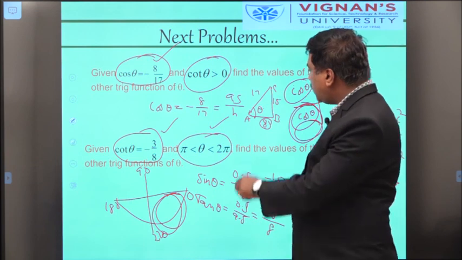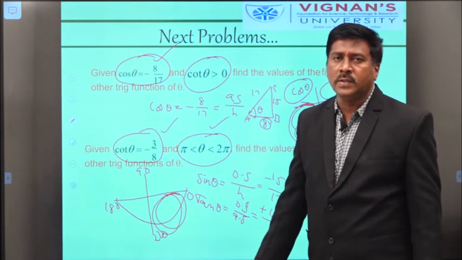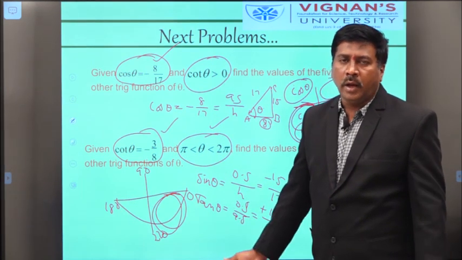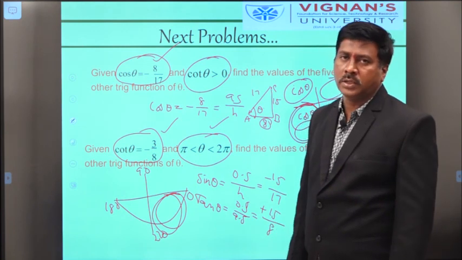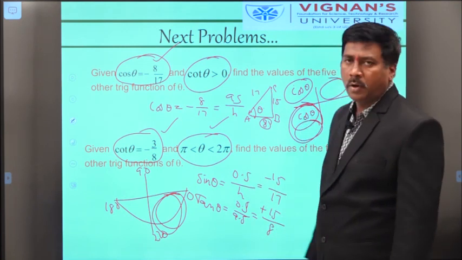So by using that condition, we have to find all the trigonometric ratios: sin theta, cos theta, tan theta, cosecant, secant, and cot. So likewise, you have to do all the problems.